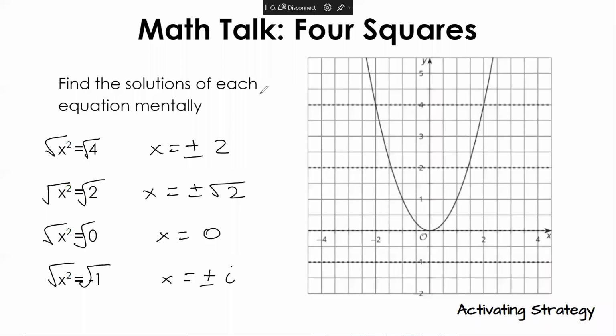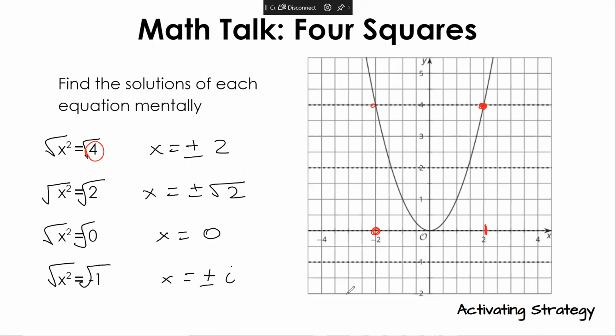All right, so another way that you could actually do this is you could look at the y value. So for instance, our y value is going to be 4 on this equation. So we look at when y is 4, what's our x value? And our x value is 2. Notice what our solutions are. Same thing over here, -2.